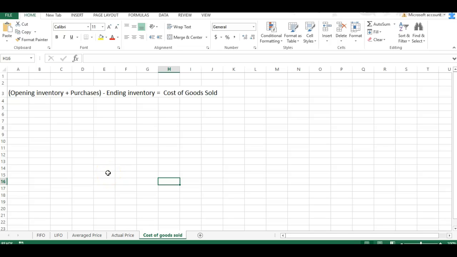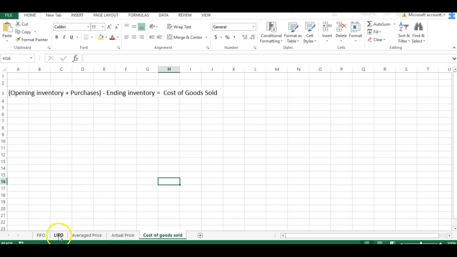Hi everyone. For assignment 9, we'll be comparing inventory pricing methods by finding cost of goods sold by 4 different methods: FIFO, LIFO, average price, and actual price. Cost of goods sold is simply opening inventory plus purchases minus our ending inventory. As you can see, I already have the workbook open.